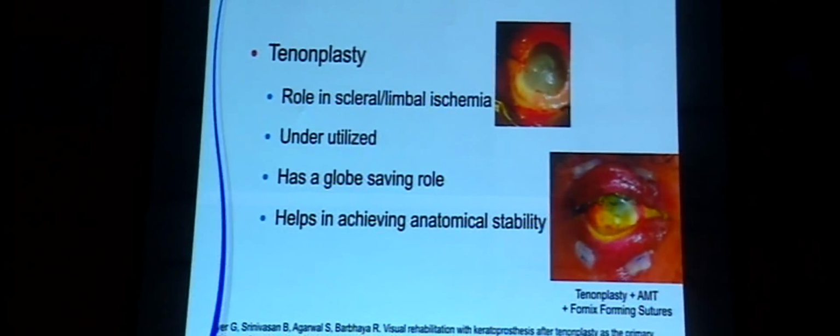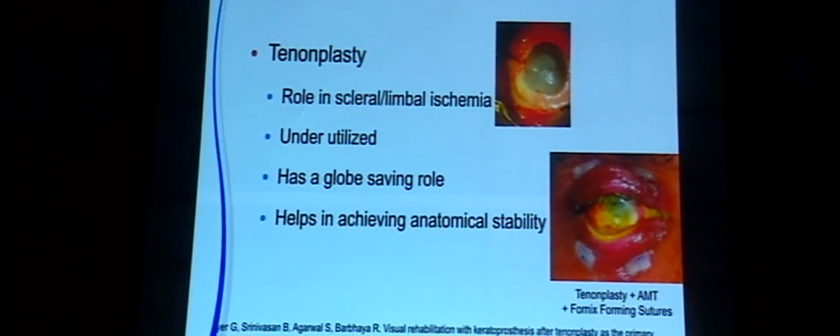Tenonplasty is another procedure which is horribly under-recognized and very less utilized. When there is significant limbal ischemia, this actually helps. Now the question is, when should we do it? Should it be done at the first sitting, or immediately if the patient comes with severe ischemia, would you do it or not? Slightly controversial.